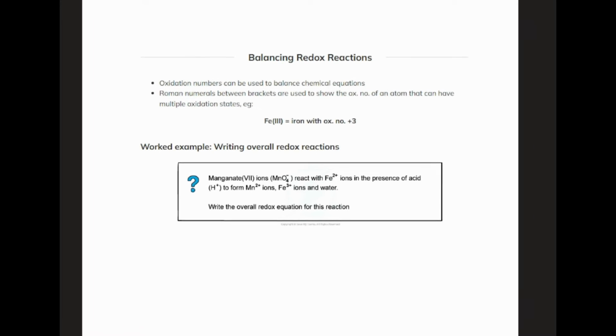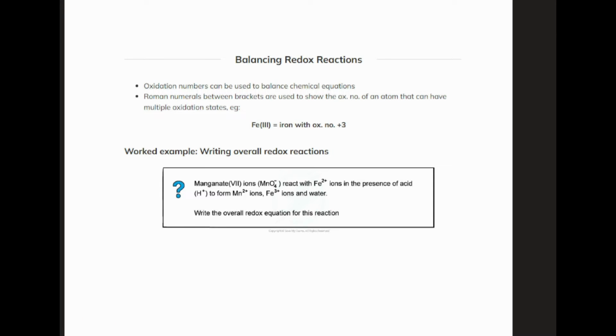Here, balancing redox reactions. Oxidation number can be used to balance chemical equations. So how to use oxidation number to balance a chemical equation? Of course, this is going to be a bit hard actually, so we will look at it in details afterwards. Let's see what else they give here. Roman numeral between brackets are used to show the oxidation number of an atom that can have multiple oxidation states.